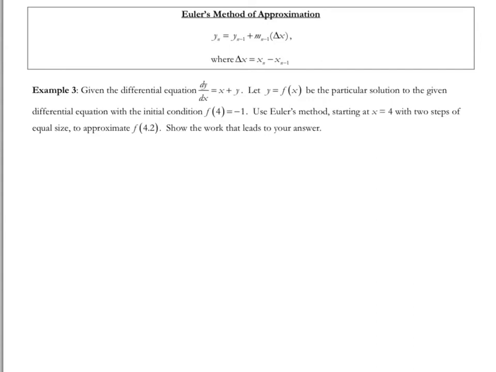All right, so we are given an initial condition of 4 and negative 1. So maybe we'll write that down right there. And we want to estimate or approximate f of 4.2 using 2 steps of equal size. And on the AP exam, it's normally going to be 2 steps or maybe 3 steps, just to make sure you understand the process. All right. So if we are going from 4 to 4.2 using 2 steps, that means our delta x is going to be 1.